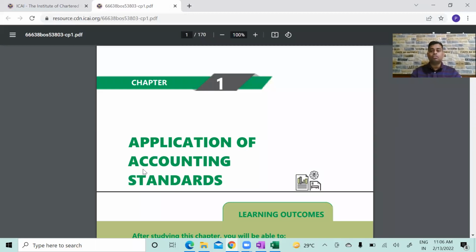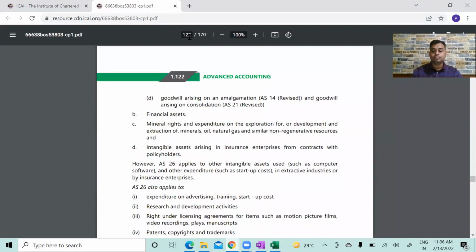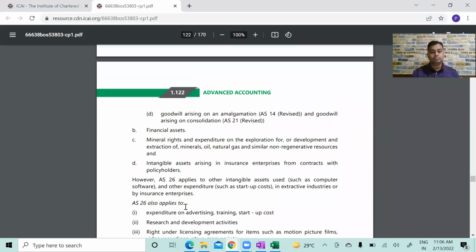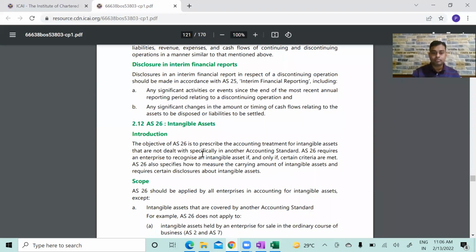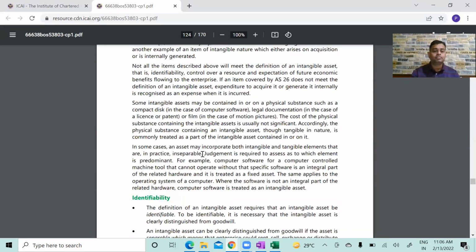So how to go to AS 26? Search. 21. See how I opened this. Randomly I put 122, and it came. So this is intangible asset. So we'll go to problems.